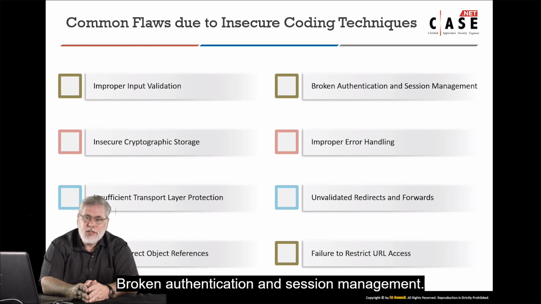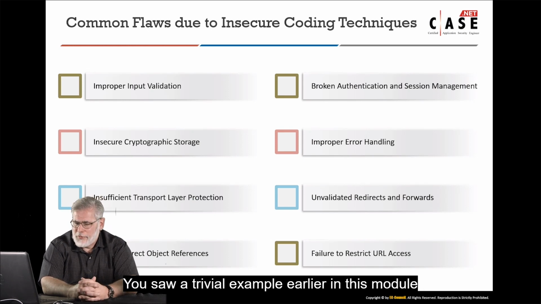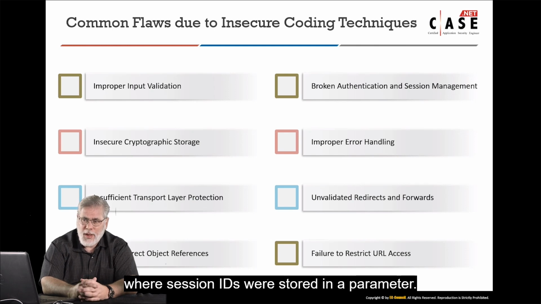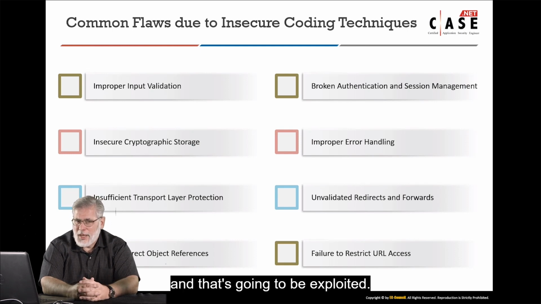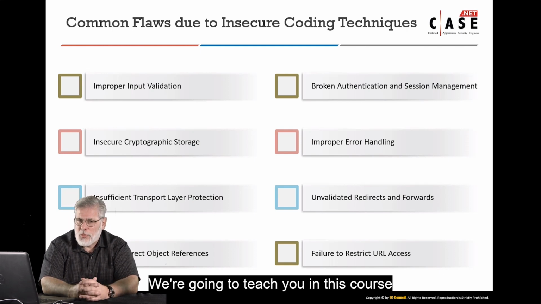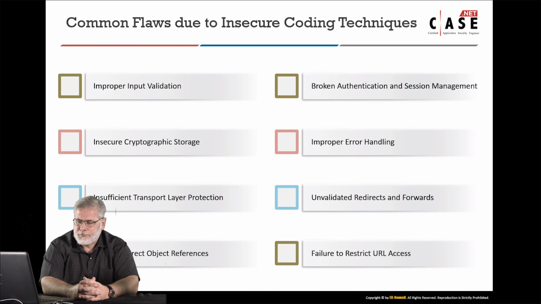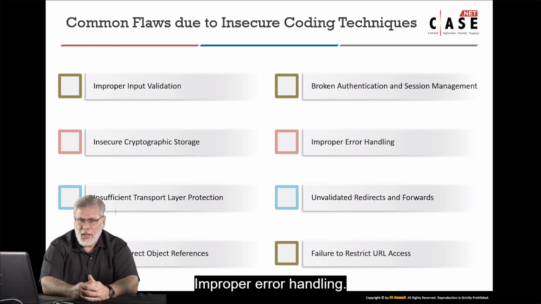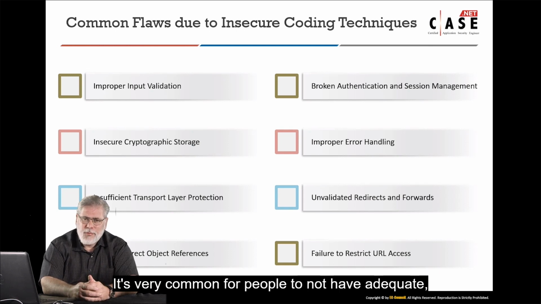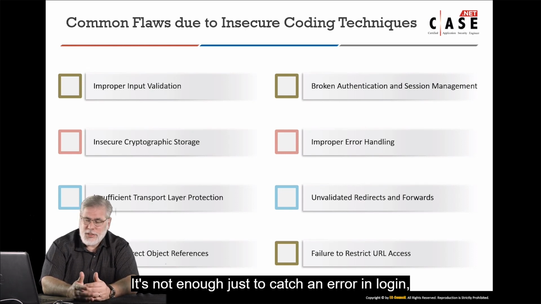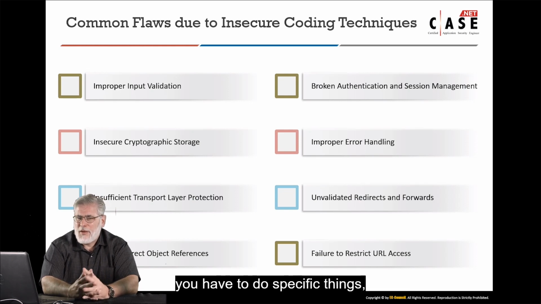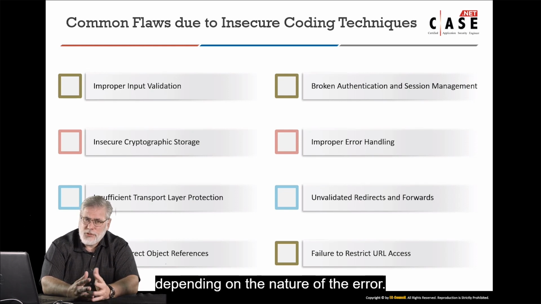Broken authentication and session management. You saw a trivial example earlier in this module where session IDs were stored in a parameter. Well, that's a very bad way to do session management, and that's going to be exploited. We're going to teach you in this course how to do that much more securely. Improper error handling. It's very common for people to not have adequate, sufficient, or appropriate error handling. It's not enough just to catch an error and log it. You have to do specific things depending on the nature of the error.